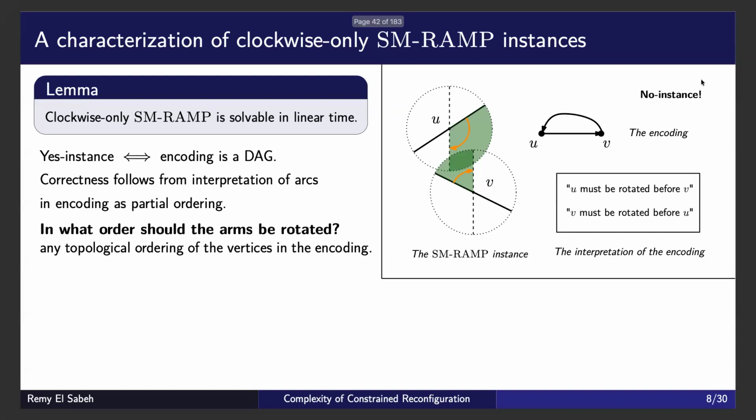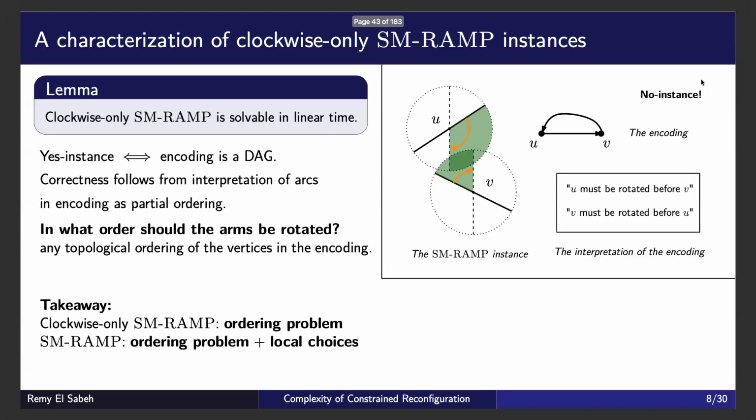So now let's say you have a DAG and you want to compute an ordering. That's fairly simple, right? You just topologically order the vertices and then you're done. So as I mentioned earlier, when we force ourselves to rotate everything clockwise, we no longer have to worry about the local choices. So the problem turns into an ordering problem.